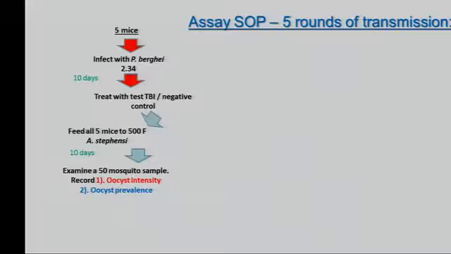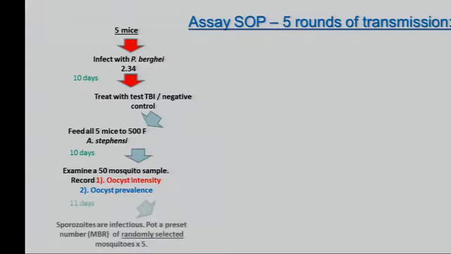We then, 10 days later, take a 50 mosquito sample and look for oocyst intensity and oocyst prevalence. So it's exactly the same sort of data as we get from normal membrane feeding or direct feeding assays. The difference is we've got 450 mosquitoes remaining, so we leave those remaining mosquitoes 11 days. At that point, sporozoites are in the salivary glands and maximally infectious to a new host.